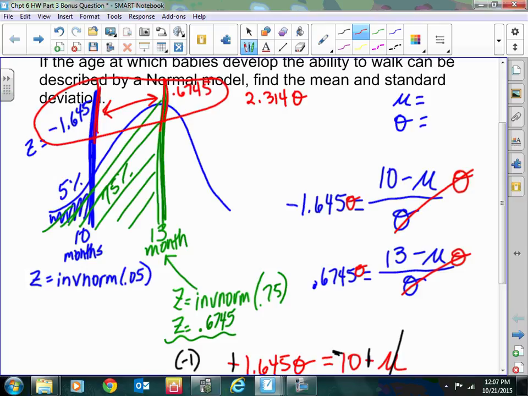Because you're just adding them together. This is 1.645 down, and this is 6.745 up. So if I just combine those two distances together, that's what you get. Contextually, how much do those two standard deviations span? 3 months. Voila. There's your standard deviation in no time at all.